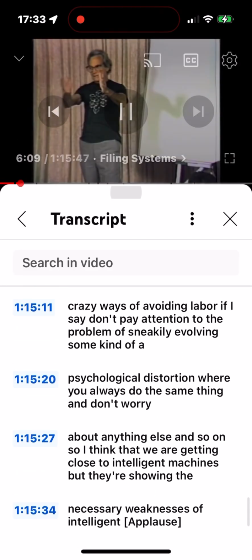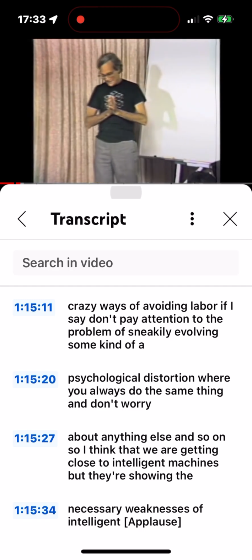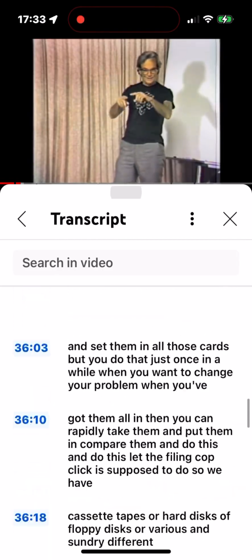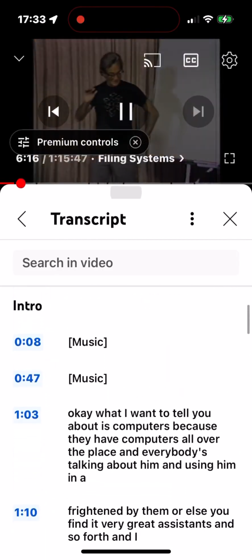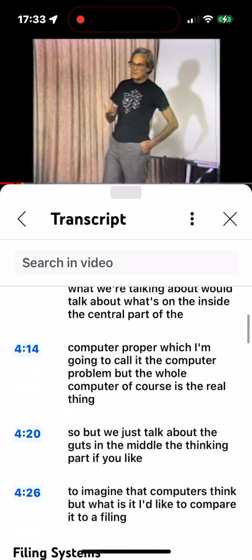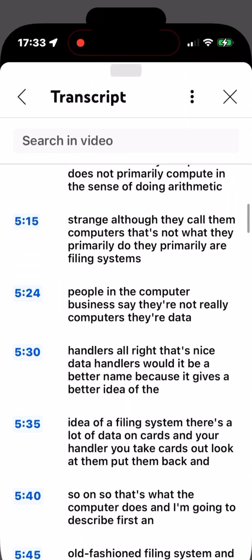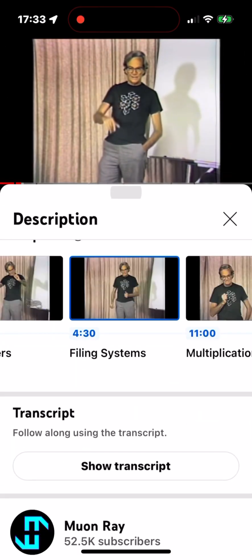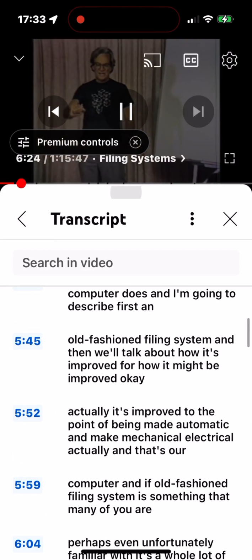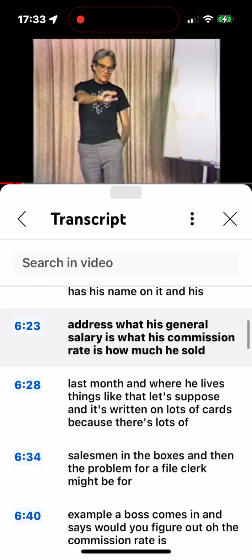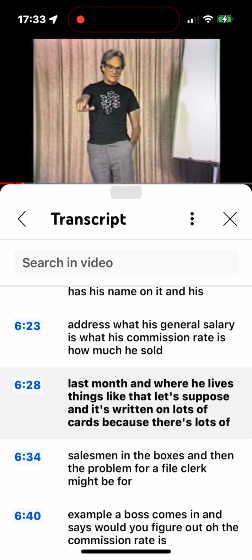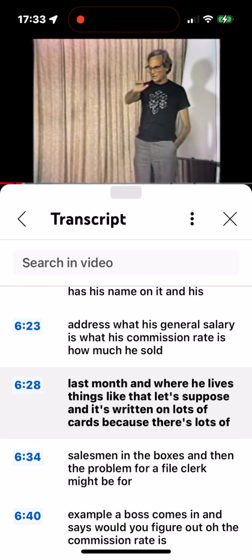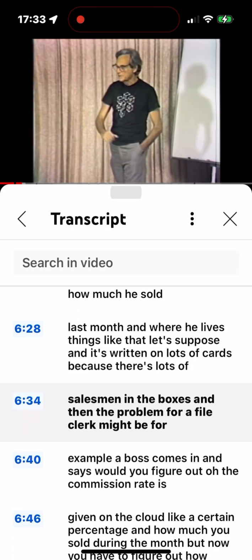It's a whole lot of boxes, drawers, cards and things, you know, which all have stuff, numbers, and facts on them. For example, in a business which has lots of salesmen, it may be that each salesman has a card. He has his name on it and his address, what his general salary is, what his commission rate is, how much he sold last month, and where he lives, things like that, let's suppose. And it's written on lots of cards because there's lots of salesmen in the boxes.